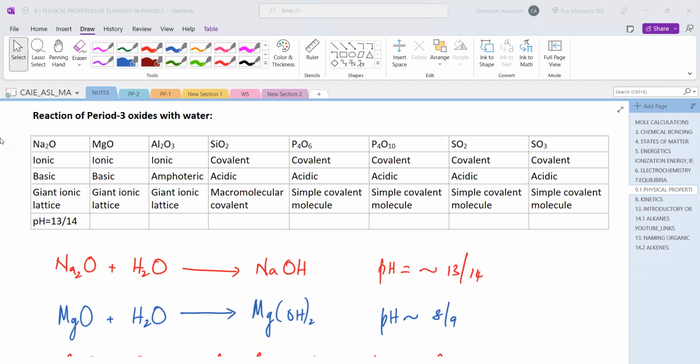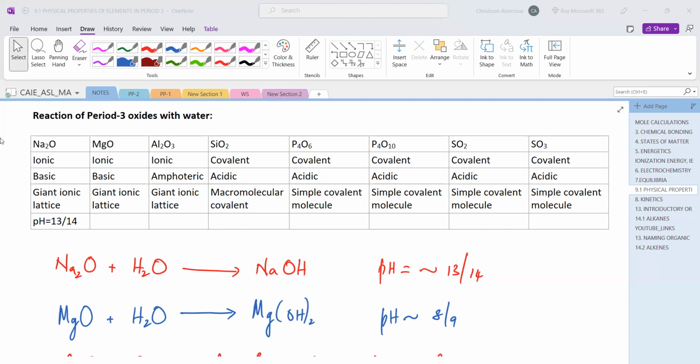So I'd like to draw your attention to what we've studied about the oxides earlier. We know that the oxides of the metals, sodium, magnesium, and aluminum, are ionic. Silicon dioxide is covalent, but it is macromolecular covalent, similar to diamond in structure. The oxides of phosphorus and sulfur, rather, are simple covalent molecules. And if you look at them, you'll find that the ionic oxides are basic.